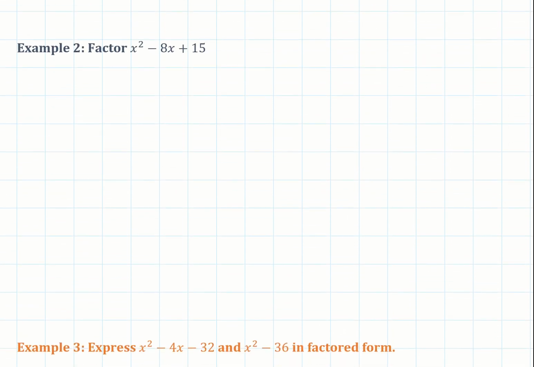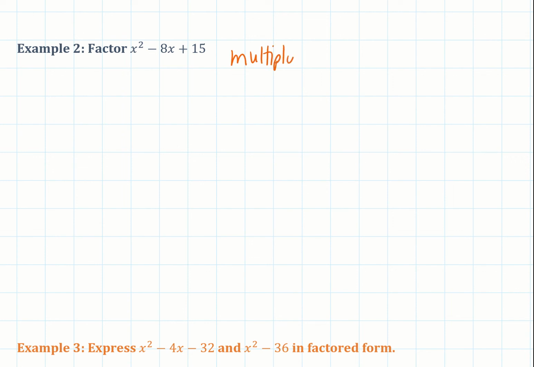In example 2, I can't start by dividing all the terms by something. I could divide these two terms by x, but I can't divide 15 by x without some nasty remainder. So instead, I need a different strategy. I'm going to call this the two-number strategy. I'm looking to find two numbers that multiply to whatever this c term is, right? We'll put this in standard form. It looks like ax squared plus bx plus c. So my c term is 15. I need two numbers that multiply to 15 and add to the b term. In this case, the b would be negative 8.